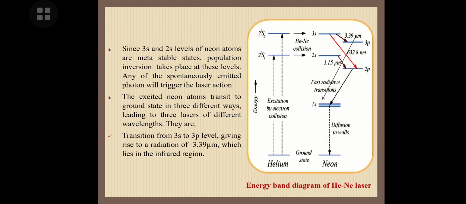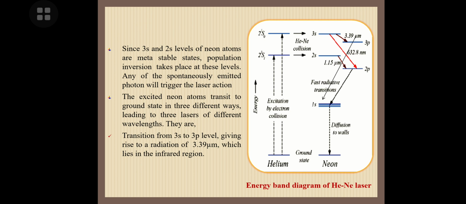Since the 3s and 2s levels of the neon atom are metastable states, population inversion takes place at these levels. Any spontaneously emitted photon will trigger the lasing action.